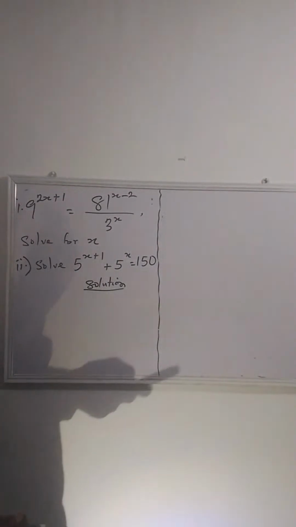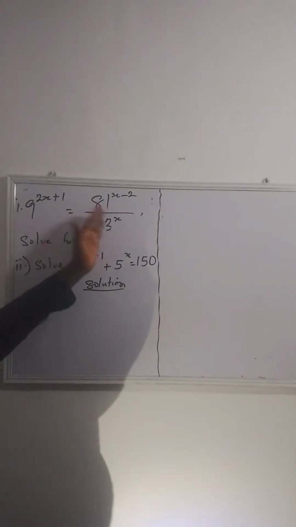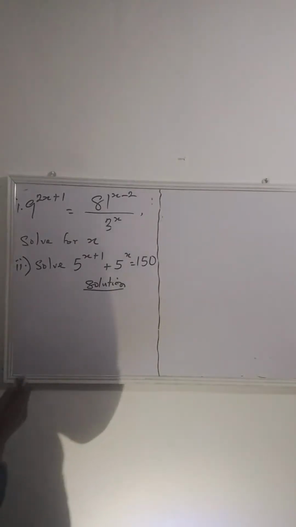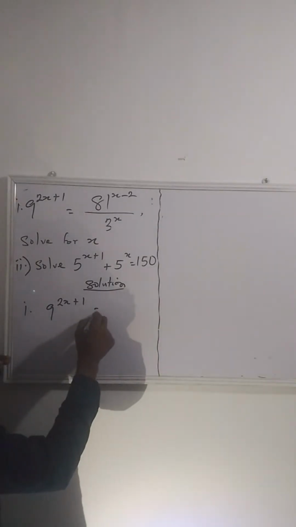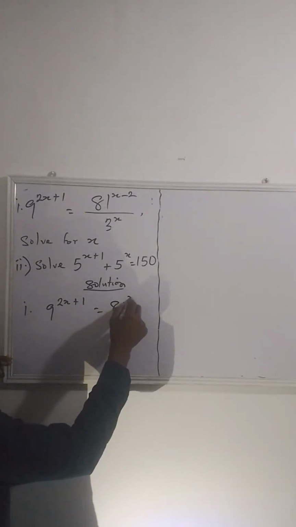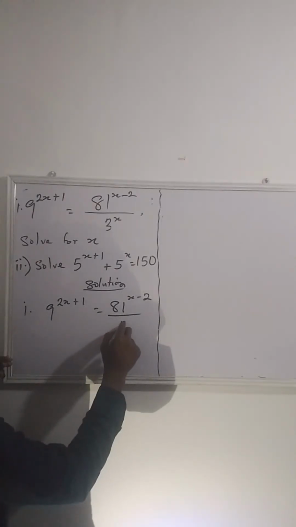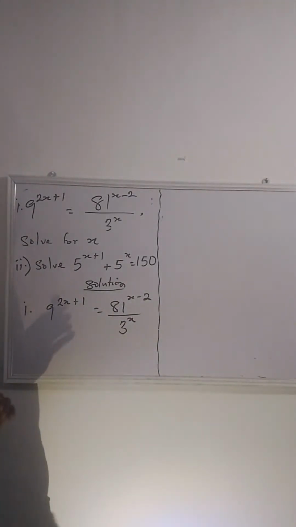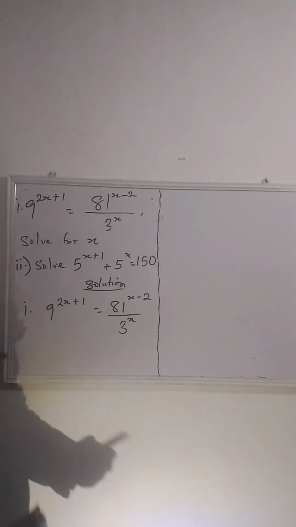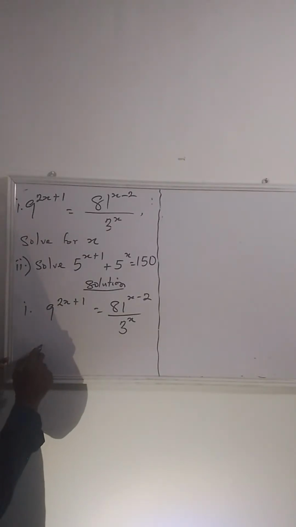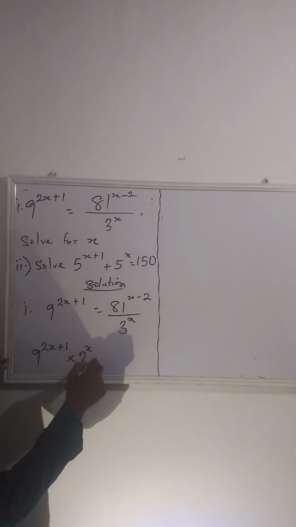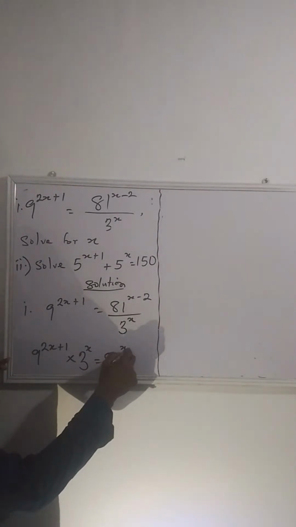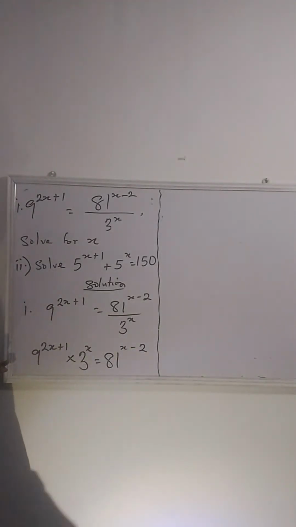All right, so you can see this question now. We are asked to find the unknown. So this is an equation. You can see we are equating two parameters together. So now let's look at the first one. We have 9 raised to the power of 2x plus 1 equals to 81 raised to the power of x minus 2 over 3 raised to the power of x. Now, how are you going to do this? The first thing to do is to cross multiply. Now we have 9 raised to the power of 2x plus 1 times 3 raised to the power of x equals to 81 raised to the power of x minus 2. Hope you can see that.